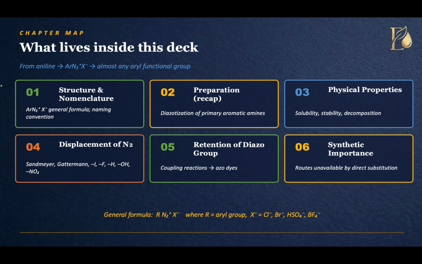We have discussed all the topics: structure and nomenclature of diazonium salts, the preparation, the important method for preparation known as diazotization, then physical properties, then reactions. There are two types of reactions: displacement of N2, and retention of the diazo group. In displacement of N2 we have learned 7 different types of reactions. In retention of the diazo group, there is the coupling reaction which forms azo dyes, and last, the synthetic importance of diazonium salts. Okay, that's all about this topic.